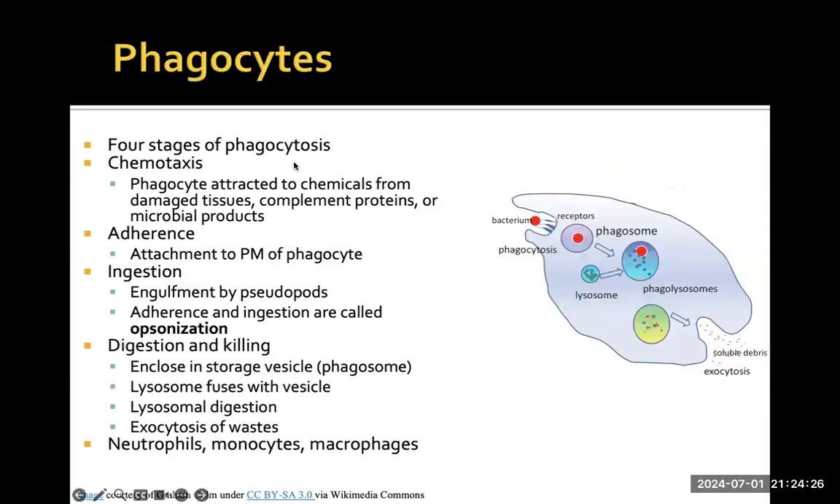Phagocytes is the next one. So there's 4 different stages of phagocytosis, and this is where you engulf a substance and then you break it down and get rid of its debris. So the first part is chemotaxis.